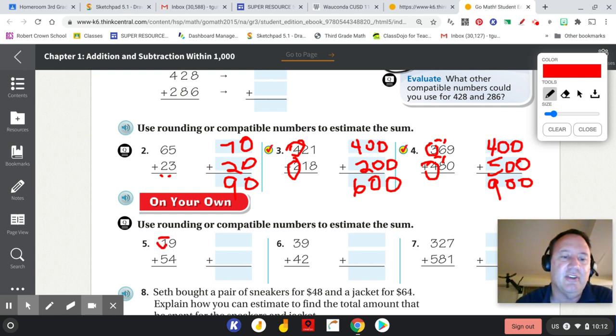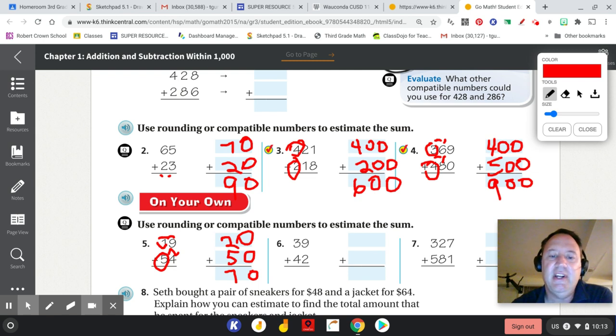I look next. There's a 1. I look next door. That would be a 20. There's a 4 next door. 0, 1, 2, 3, 4. We don't change anymore, so that's a 5. So 0 plus 0 is 0. 5 plus 2 is 7.